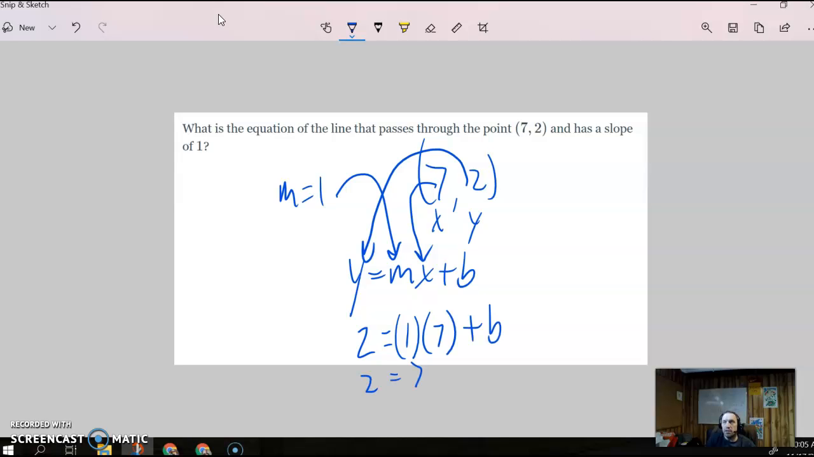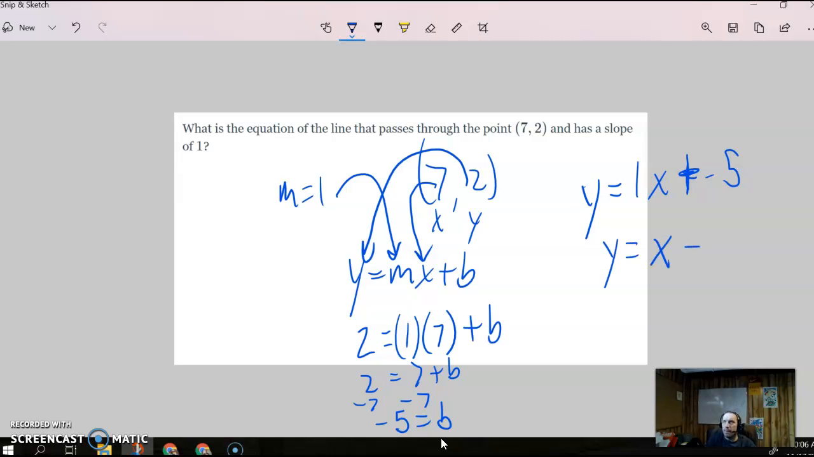So 2 is equal to 7 plus b. Oh, that has to be a negative number, right? Because 7 is so big. So 2 minus 7 is negative 5. All right, so my y-intercept is negative 5. So y equals my slope, 1x, plus a negative 5. But you're getting the picture, right? We don't write plus and negative in math. And 1 times x, we just write that as x. So y equals x minus 5.